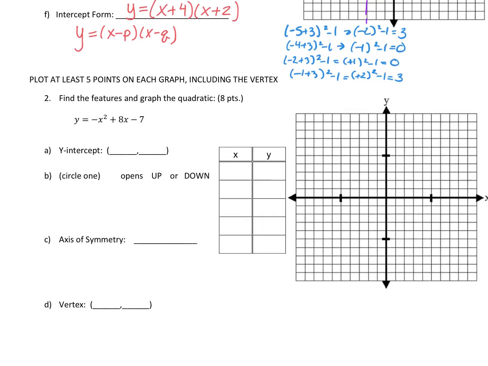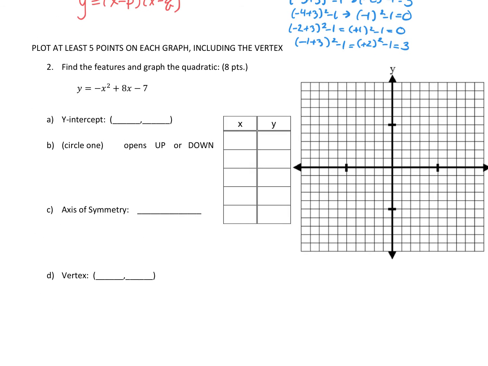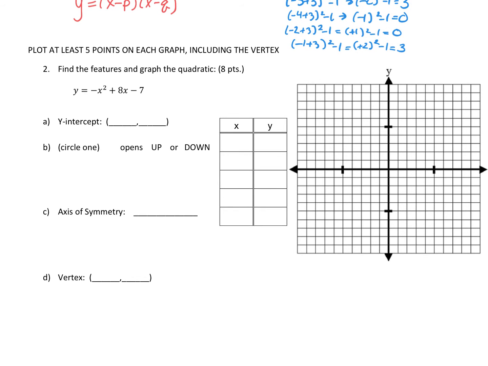All right, in question number 2, now they're giving us an equation in standard form. And when I have an equation in standard form, what I know is that my y-intercept is always my c value. So my y-intercept is negative 7. But that doesn't help me make my table. I need to get my vertex in order to make my table. So does the graph open up or down? I can see that my a value is negative. A is going to equal negative 1, so I know my graph is going to open down.